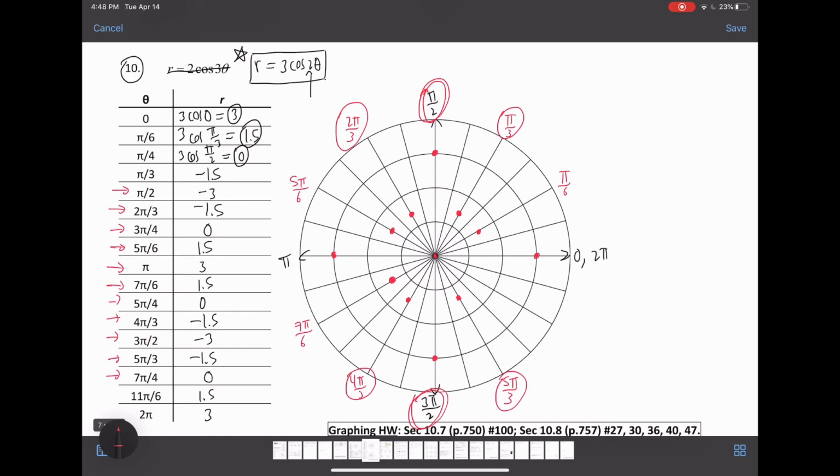7 pi over 4 is 0, no big deal. 11 pi over 6, 1.5. So 1.5 is here. And then 2 pi over 3 is a point that we already knew about that was here.